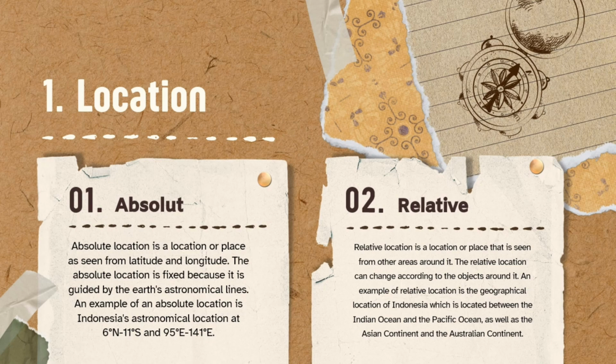Relative location is a location or place that is seen from other areas around it. The relative location can change according to the objects around it. An example of relative location is the geographical location of Indonesia, which is located between the Indian Ocean and the Pacific Ocean, as well as the Asian continent and the Australian continent.